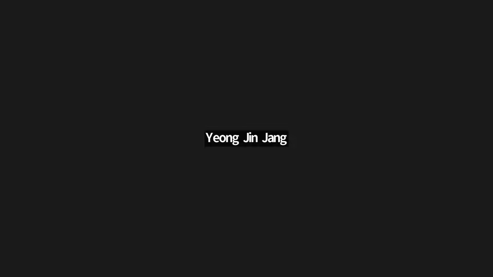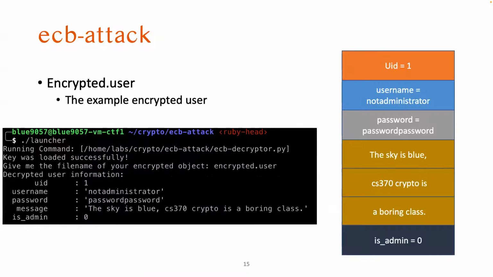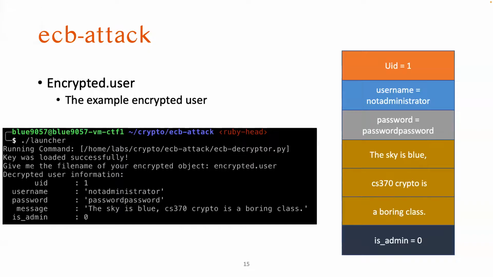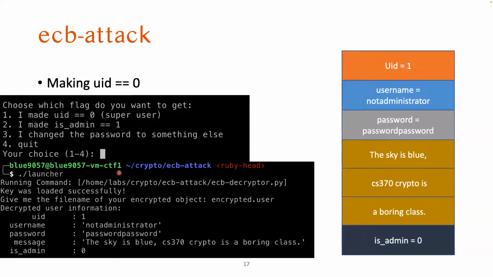Now, let's go back to the slide. What we will do is make the UID 0 first. But if we just type the encrypted user, its UID is 1, and some other values like this. Then how can we make the UID 0?